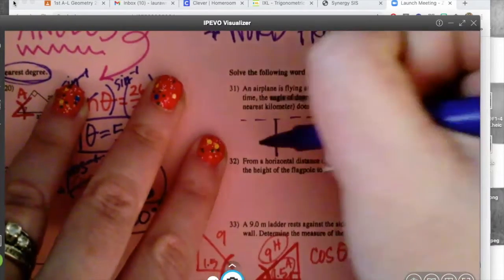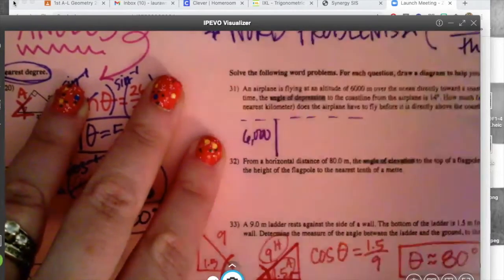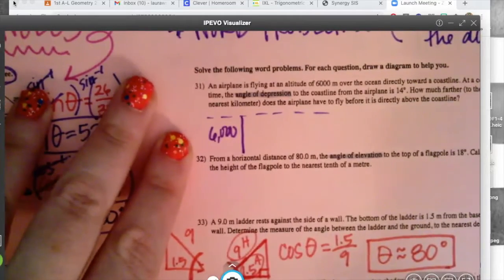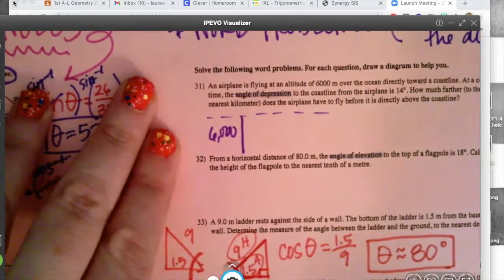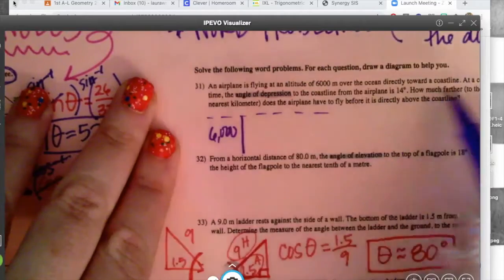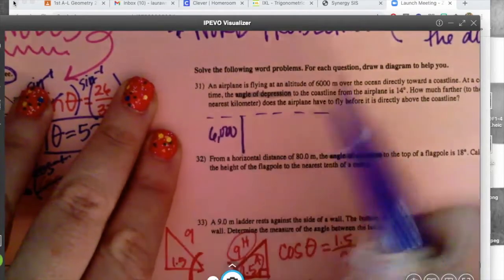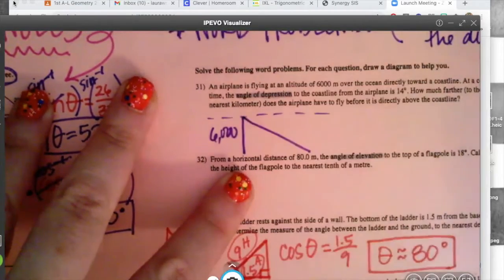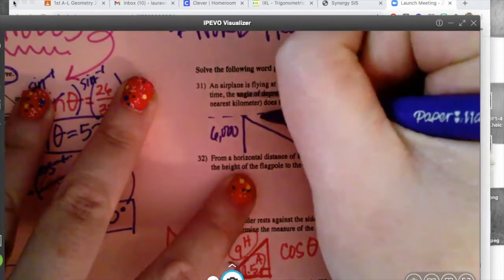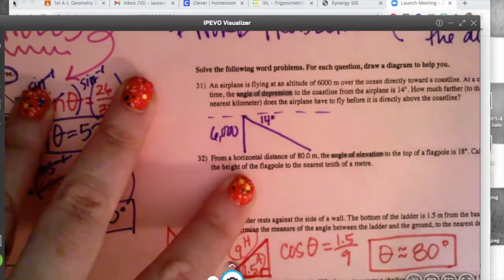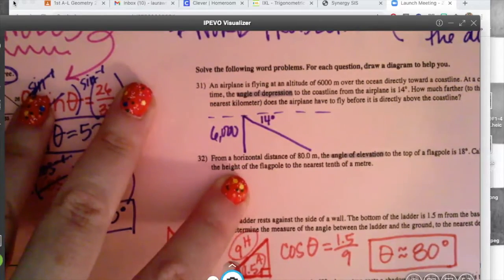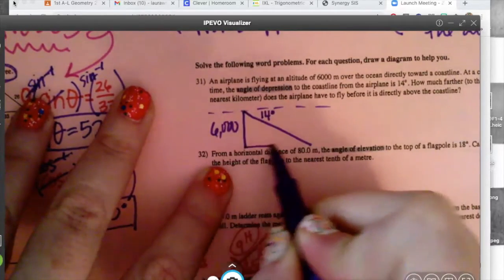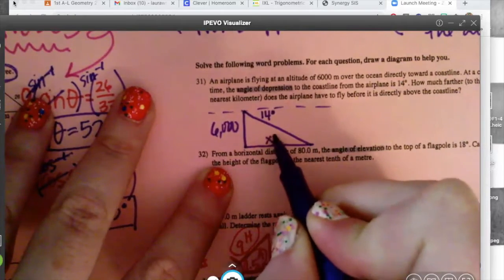I said 600, it's 6,000. It's just barely skimming the ground at 6,000 meters. And it's flying directly toward a coastline at a certain time. The angle of depression, so over here, angle of depression is 14 degrees. How much farther to the nearest kilometer does the airplane have to fly before it's directly above the coastline? So we're trying to find this line in here, not degrees.